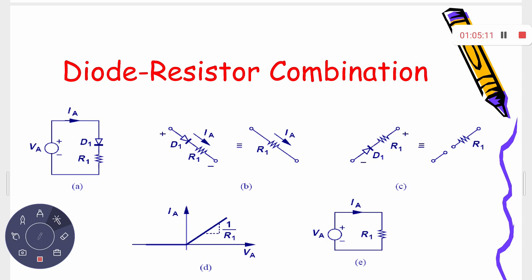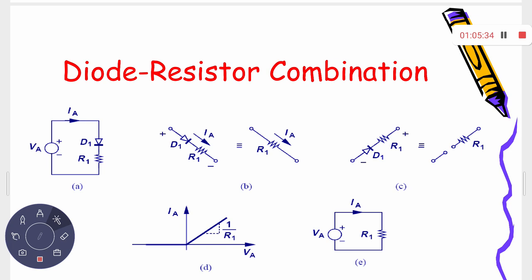So off means infinite resistance. Previously, in the last slide, the two resistors were connected in parallel, one zero, the other infinite. So parallel zero and infinity will always give you zero. But here, you have some non-zero resistance R1, and for the diode, this is either zero or infinite. On state zero, off state infinite.